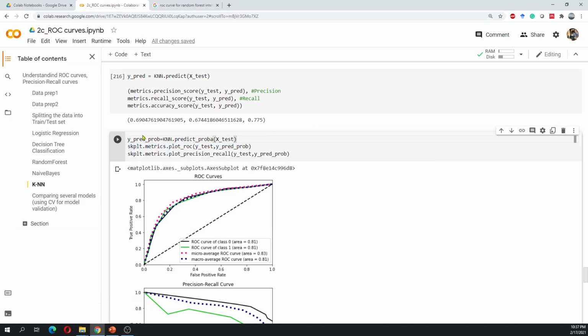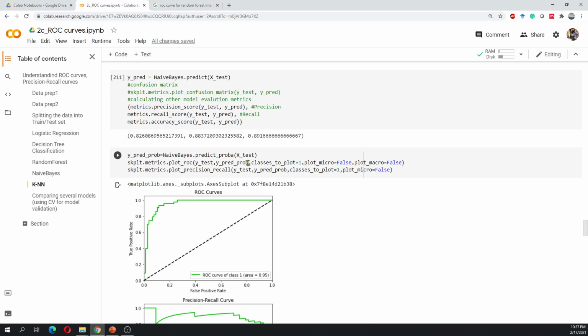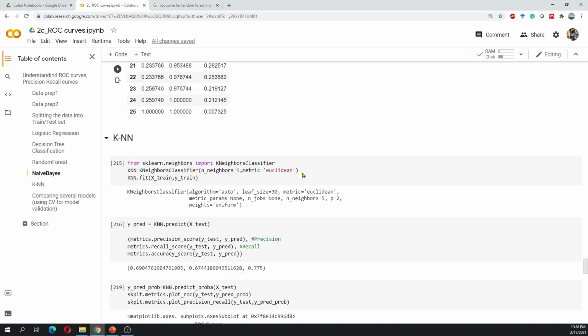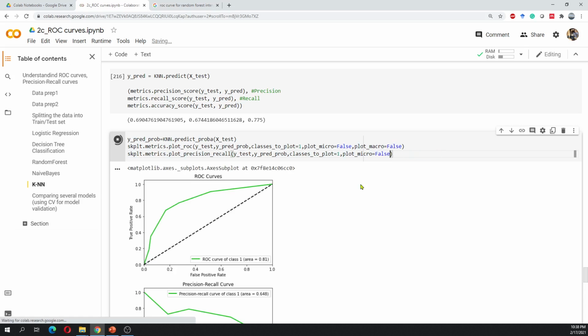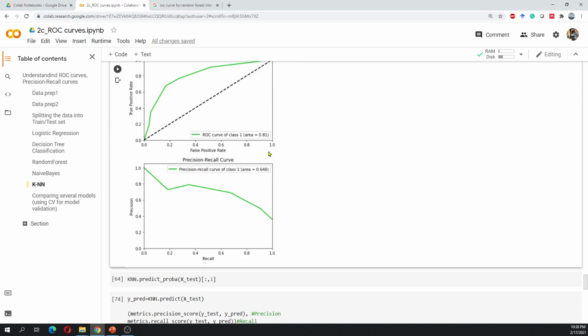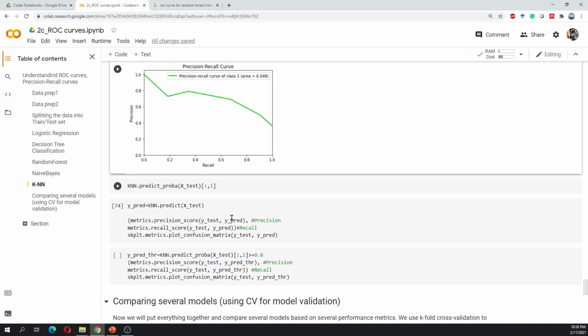So yep, that cell was wrong. So let me change this to only look at the 1 class to make these plots less busy, similar to what we did for the previous ones. This one doesn't have plot macro. Okay, so similar story. So let's see whether it produces what we did here.